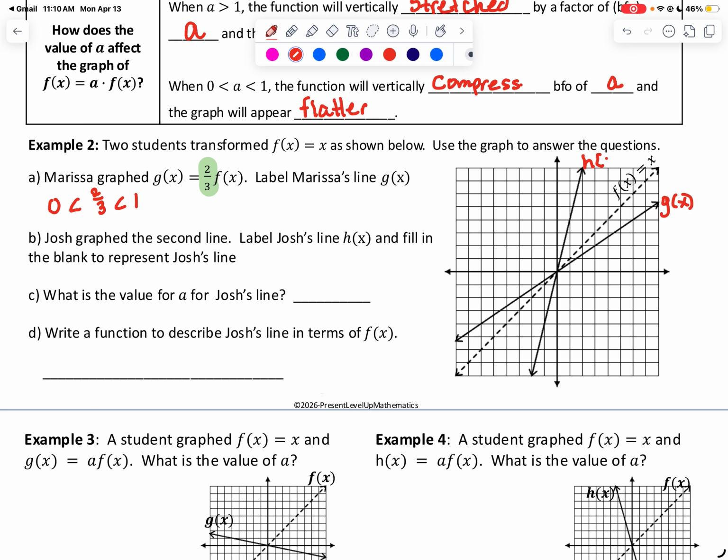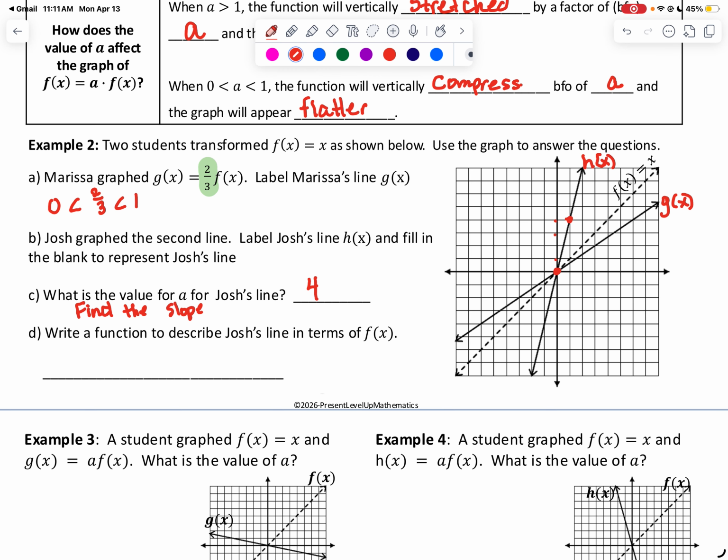So here's h of x. We want to know what is the value of A. To get the value of A, you're going to find the slope. So here's 0, 0. Let's find another friendly point on Josh's line. How about this one? So we're going up 1, 2, 3, 4, and over 1. So that would be 4. We know the value of A is 4. So what that means is they're multiplying all of the Y values by 4.